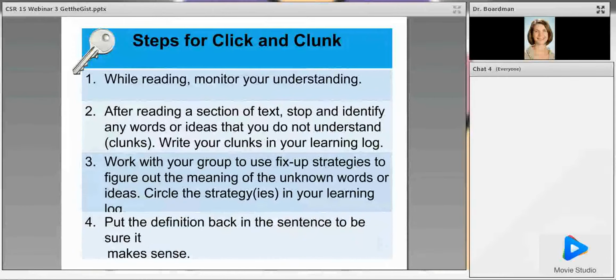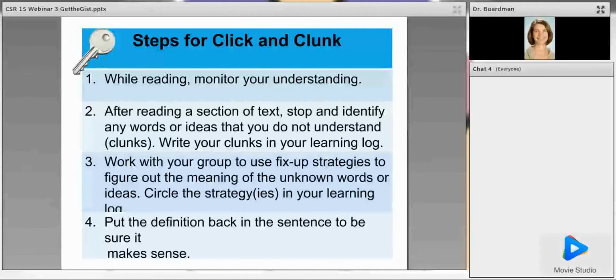So Click and Clunk was the strategy I introduced last time. This is a metacognitive strategy. So first, students are taught that while they're reading, they really need to monitor their understanding. But since that's a big task and not everybody knows how to do that, we give them a routine for how to monitor your reading. Well, one way to do that is to be thinking of words or ideas that are confusing while you're reading. So as kids are reading, they're thinking about that.